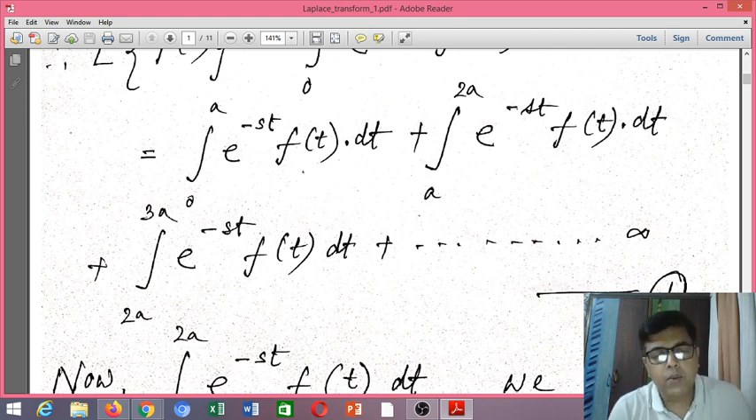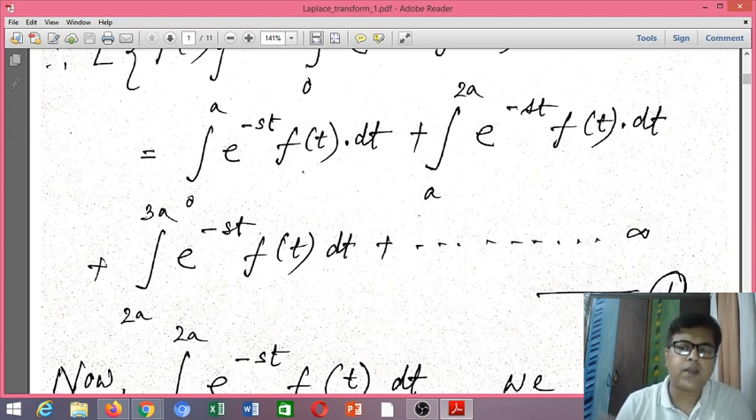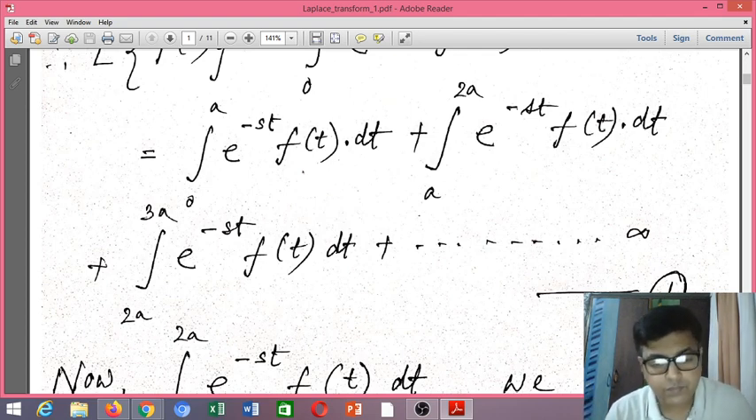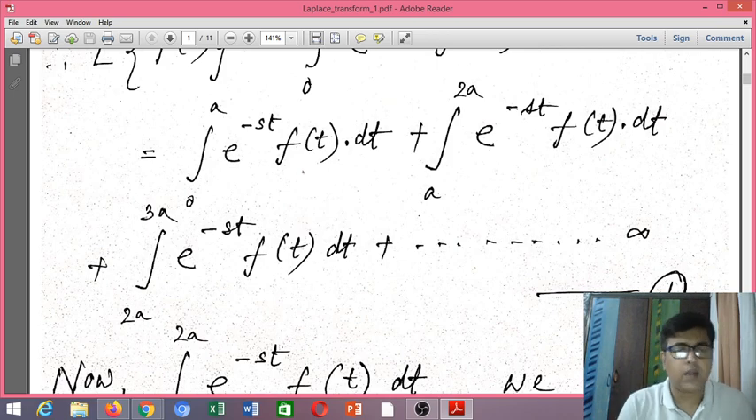Now, to find the Laplace transform of a periodic function of period a, I will try to represent all the integrals from the second integral onwards in the form of the first integral. You see, I have written the sum of infinite integrals. What I am trying to say is that I will represent the second, third, fourth, fifth and all the remaining integrals in terms of the first integral, and that can be done. Now how can that be done?